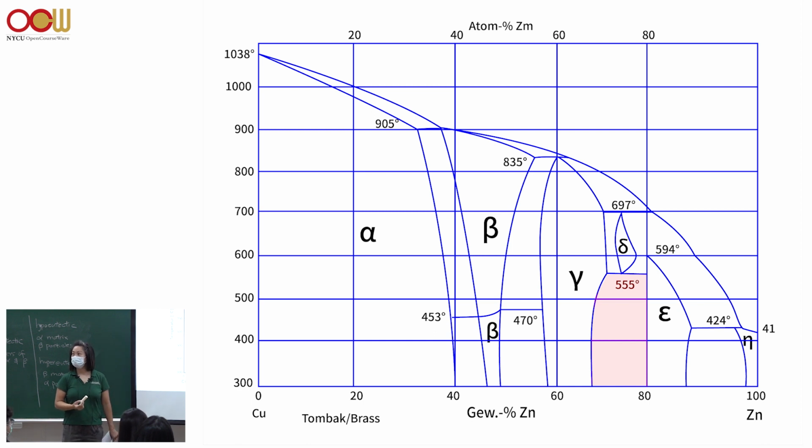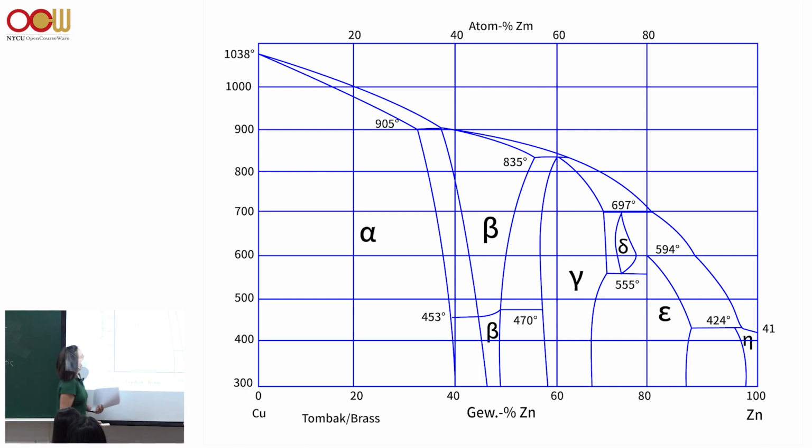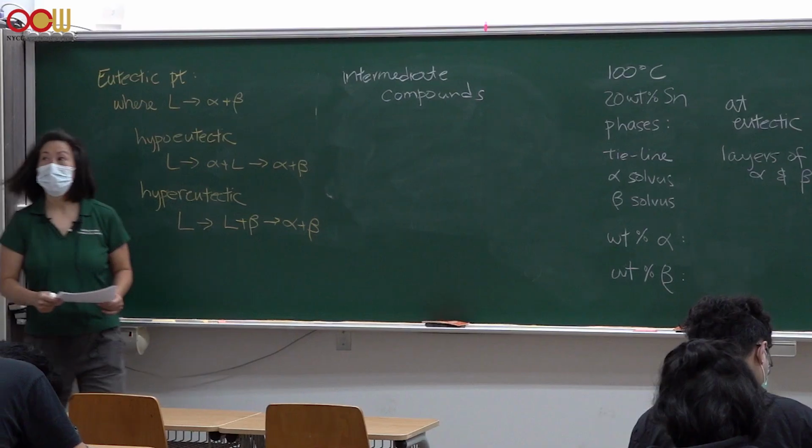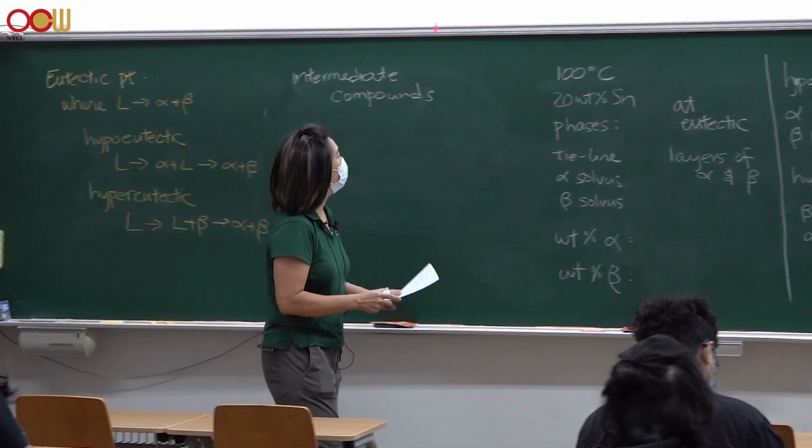Gamma and epsilon. Okay. All right, it sounds like you know how to read a phase diagram even when it's complicated. Okay, so that's good. So a binary phase diagram is binary because it has two components, copper and zinc, and it has intermediate compounds. So it doesn't just have alpha and beta, it has other things. So just want to point out one thing.